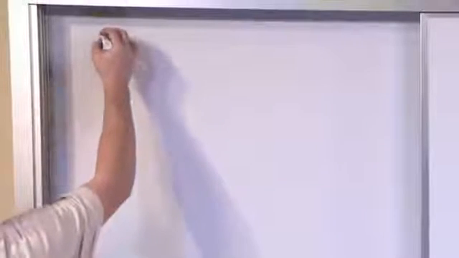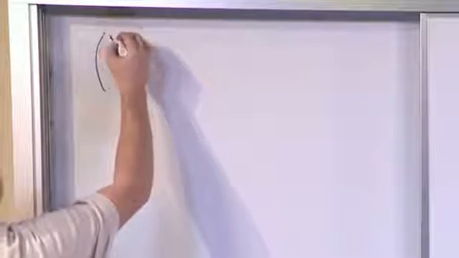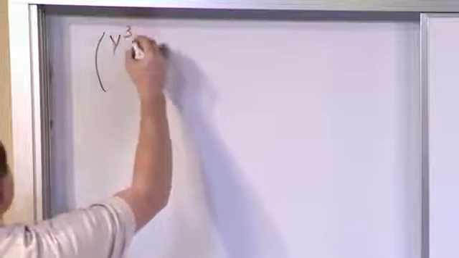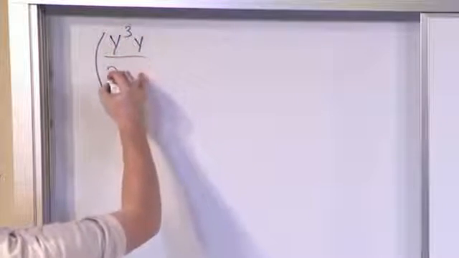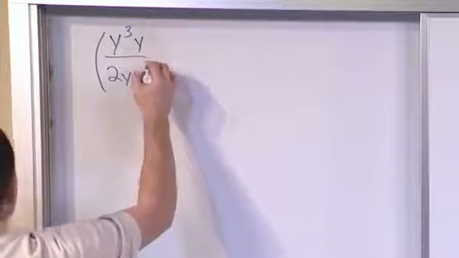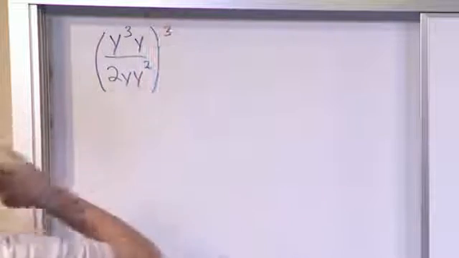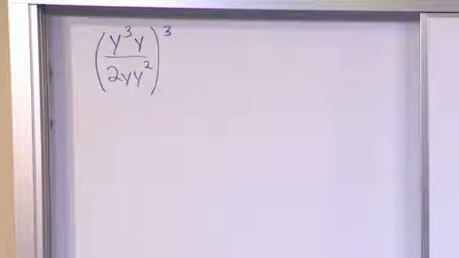All right, so here is kind of one of the big kahunas. Here you have y to the 3rd times y over 2 times y squared. All of this is raised to the 3rd power. So how would we simplify this? And this will be our last problem before we do a review.